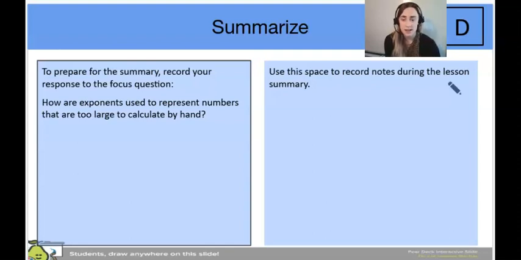So as you summarize, think about, how do we use exponents to represent those very large numbers, and explain your reasoning on the right.